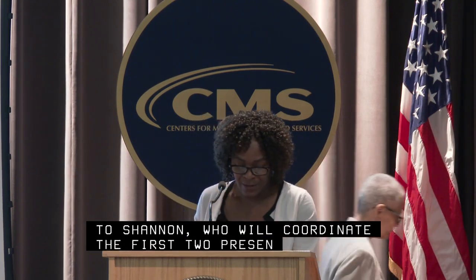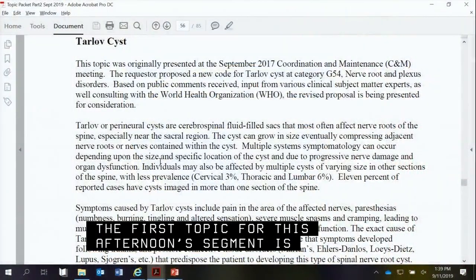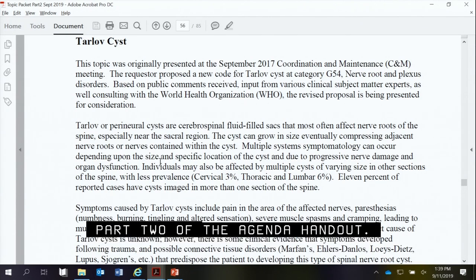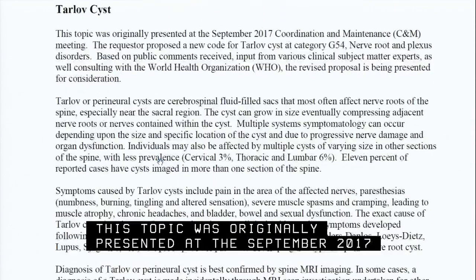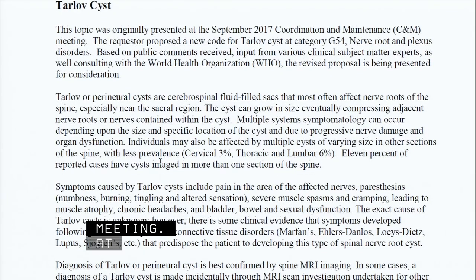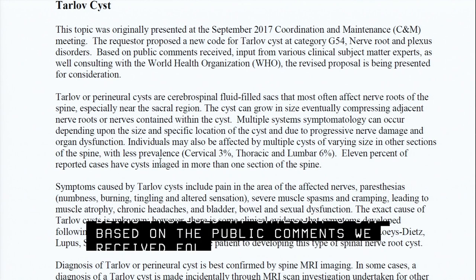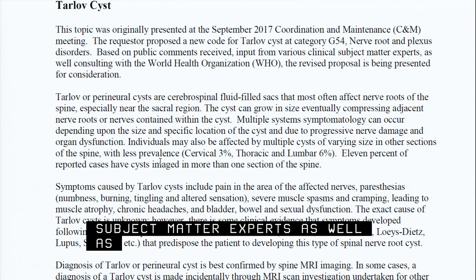Thanks. Good afternoon. The first topic for this afternoon's segment is Tarlov cyst, and this is on page 56 in part two of the agenda handout. Now, this topic was originally presented at the September 2017 coordination and maintenance meeting. At that time, the requester was proposing a new code at category G54 for nerve root and plexus disorders. However, based on public comments that we received following that meeting, input from various clinical subject matter experts, as well as consulting with the World Health Organization, a revised proposal is being presented for your consideration.